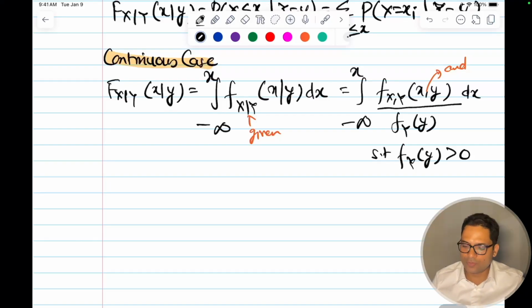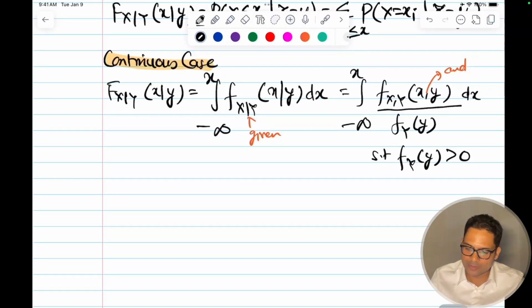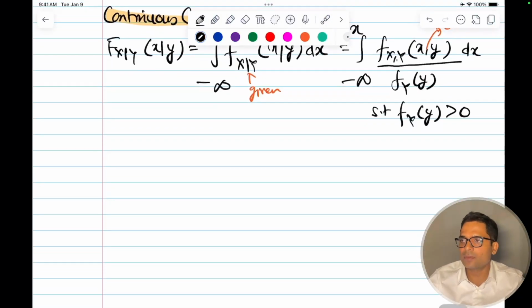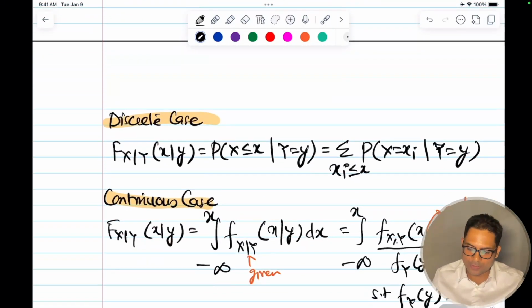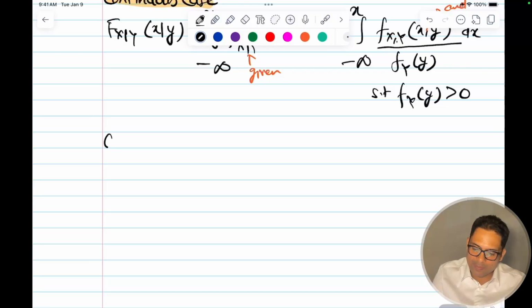Okay, I hope the formulae are clear and the symbols. This is given, this is and. Wherever you see comma, be very consistent. Understand this is comma, this is comma, this is given. Continuous case, this is done. Now the conditional CDF is done. Now let's move to the conditional PMF.